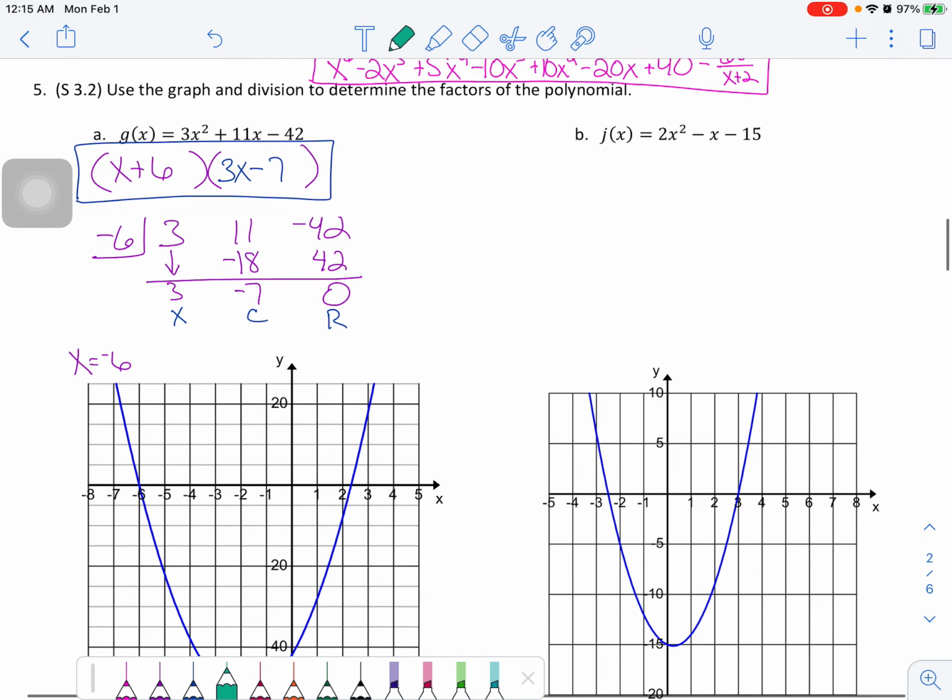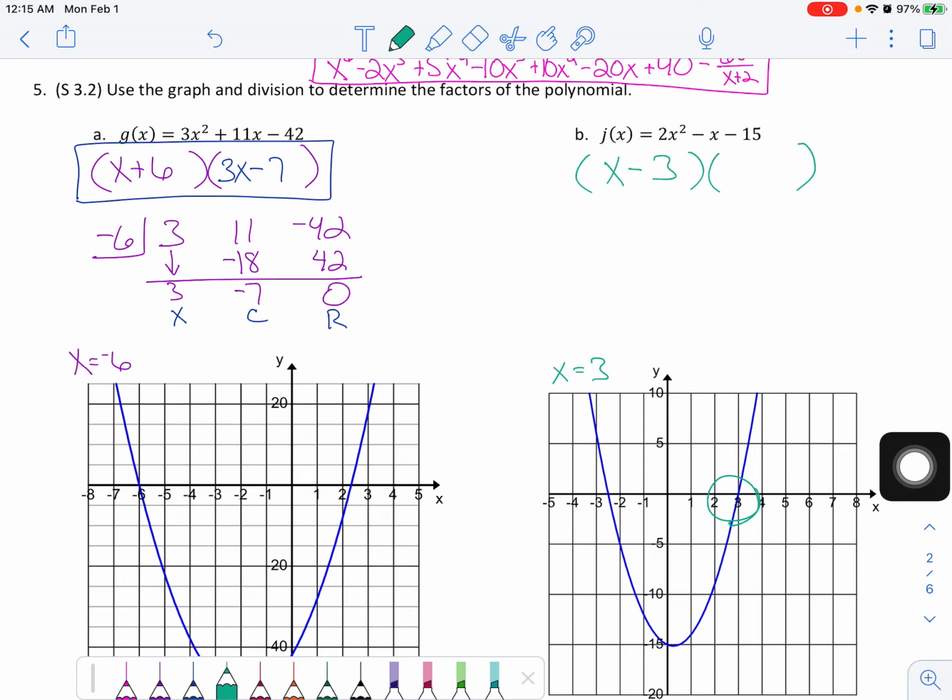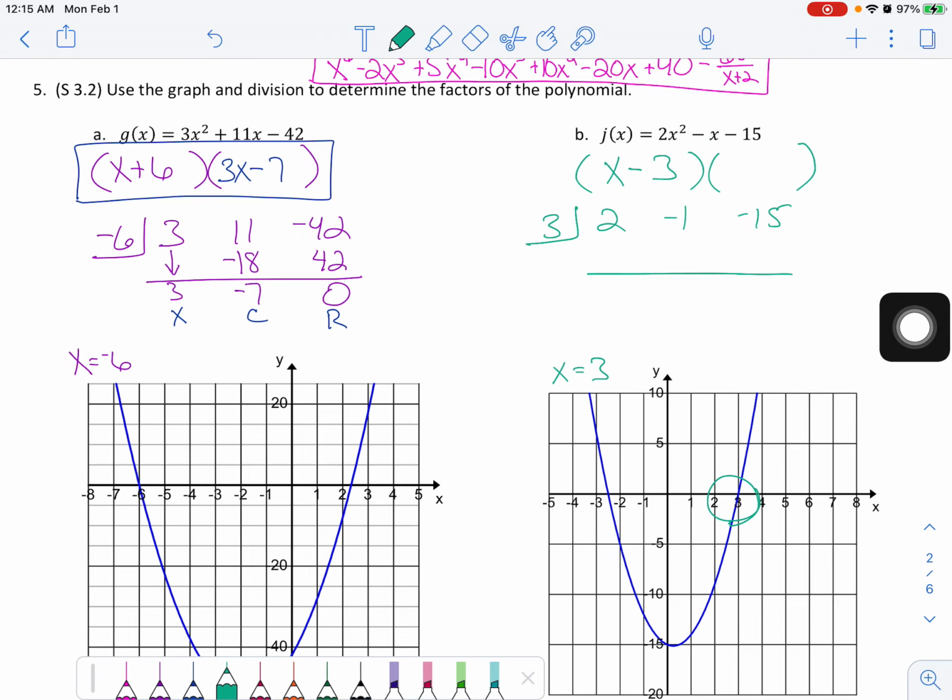All right, part B, we're going to do the exact same thing. This time we know this 0 sitting right over here. So we know that x is equal to 3. Again, we want to write our two factors. So if x is equal to 3, flip the sign, which means one of my factors is x minus 3. So I'm going to set up the synthetic division using what x is equal to. Grab the coefficients. Remember, this negative x has a coefficient of negative 1. So be careful there. All right, first number drops.